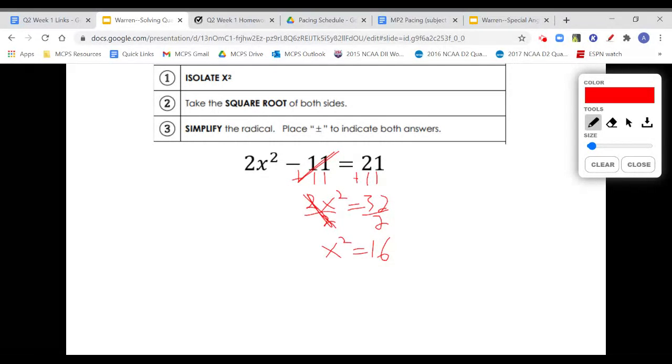And now we're at the part of the equation where I can take the square root of both sides. So when I do that, on the left side, remember, I'm left with just x. And on the right side, I have the square root of 16, which is 4. But I have to say plus or minus, because it could be either the positive or the negative version of this, right? 4 squared is 16, but negative 4 squared is also 16.